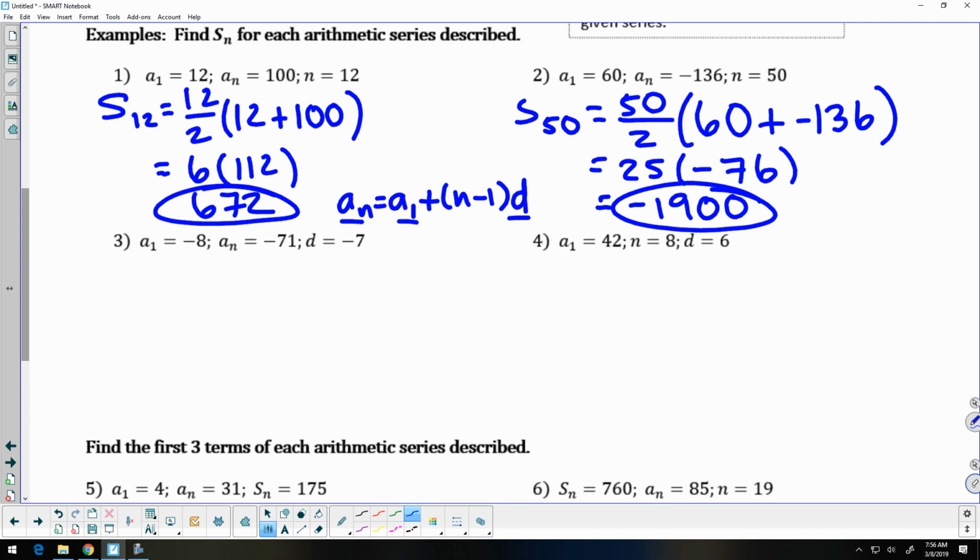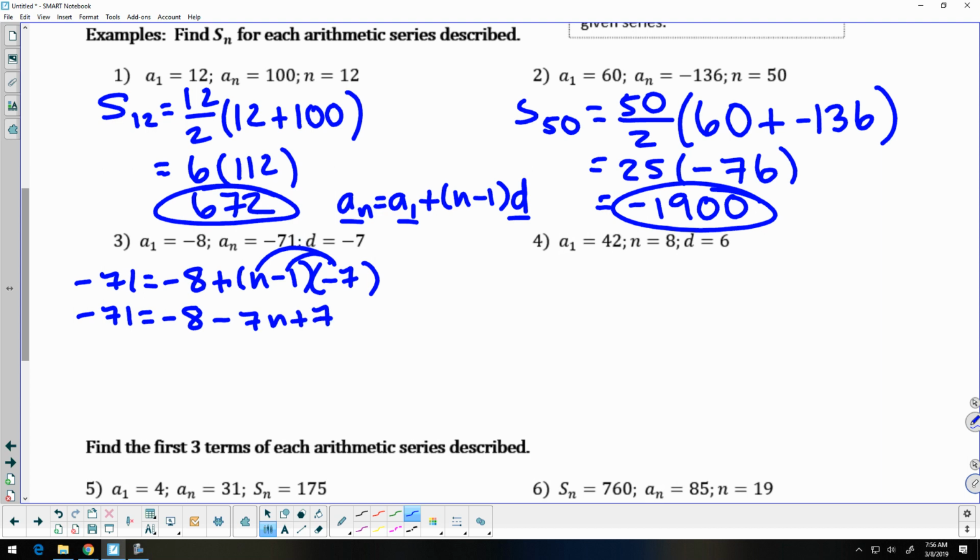So plugging this all into the old formula, you'd have negative 71 equals negative 8 plus, we don't know what n is, so n minus 1 times d, which is negative 7. Going through and solving this for n, I'm going to do a little backwards distribution here. So negative 71 equals negative 8, minus 7n plus 7. So we have negative 71 equals negative 7n, since negative 8 plus 7 is negative 1. Adding 1 to both sides is negative 70. And then dividing by negative 7, we're talking about 10 total terms altogether.